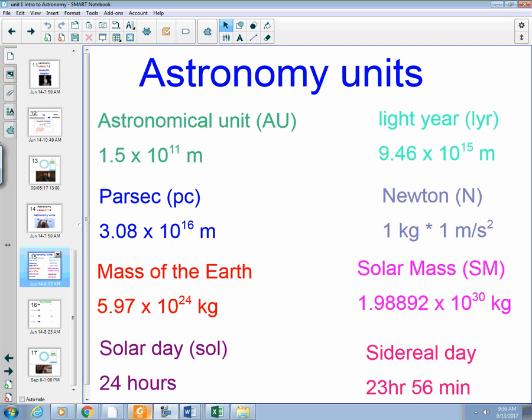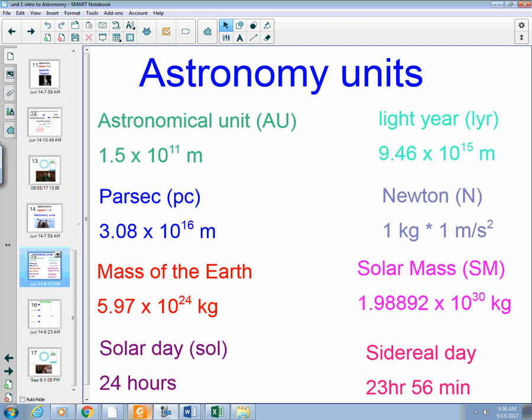Light year, the distance light travels in a year. That is not a unit of time, but a unit of distance. So light is not occurring instantaneously. It does take time to travel. We have Newton, a unit of force, which will come into play when we deal with rockets. Solar mass, the mass of a sun, our sun in particular.